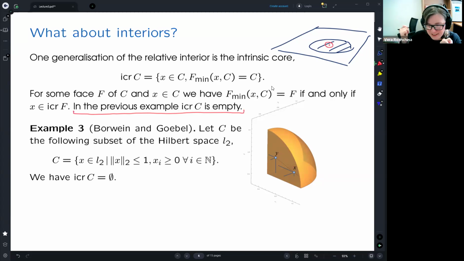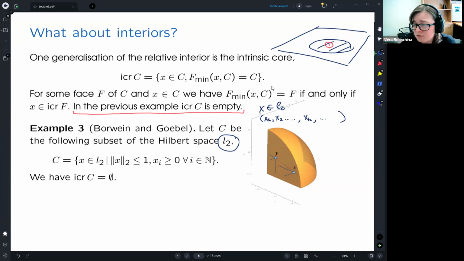There's a very cute example by Borwein and Goebel about a subset of a Hilbert space for which the intrinsic core is empty. This subset is in the L2 space. If you don't work with infinite dimensional spaces, the L2 space, the sequence space, is really one of the simplest generalizations of R^n. You just have a space of sequences. So any point in L2 is basically an infinite list of coordinates.